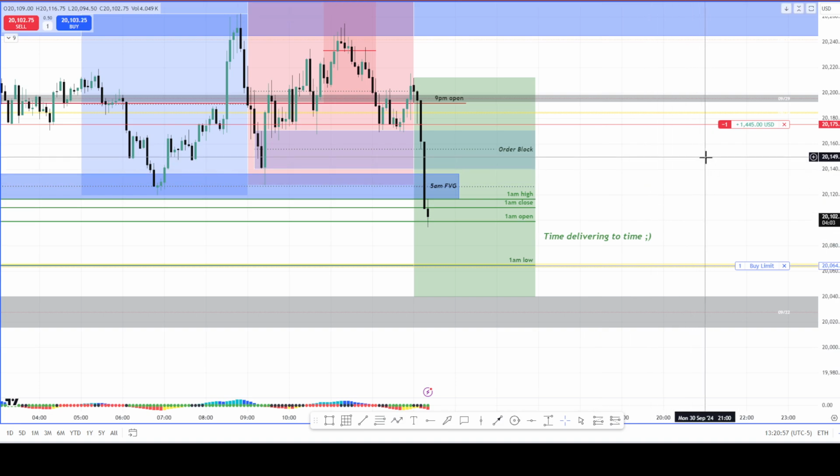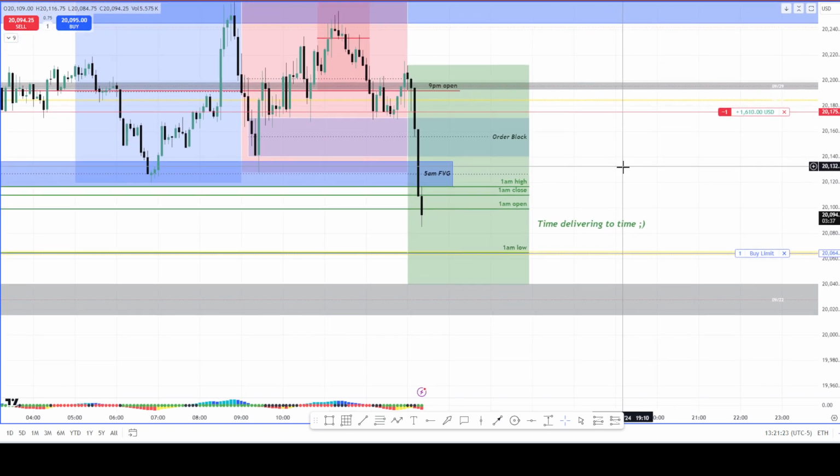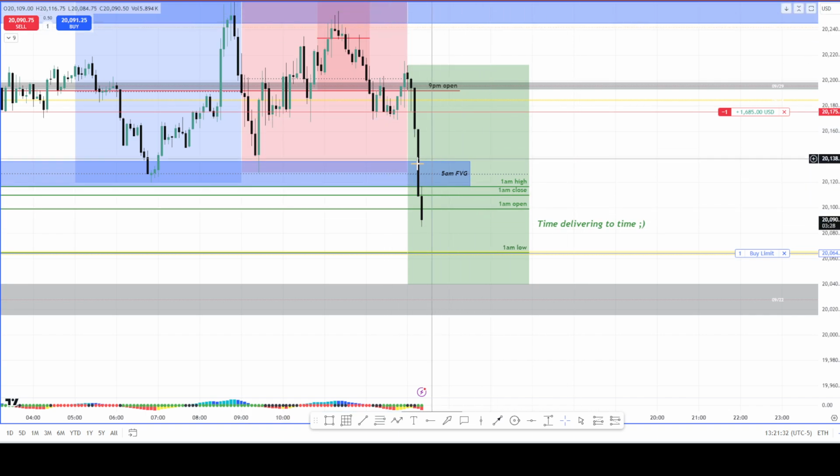Okay, so I'd like this to be a breakaway gap, and this is going to be my runner. Oh, we're getting some movement. Let's go. And we don't want to see price close back above this 5 a.m. fair value gap before it takes out the low.